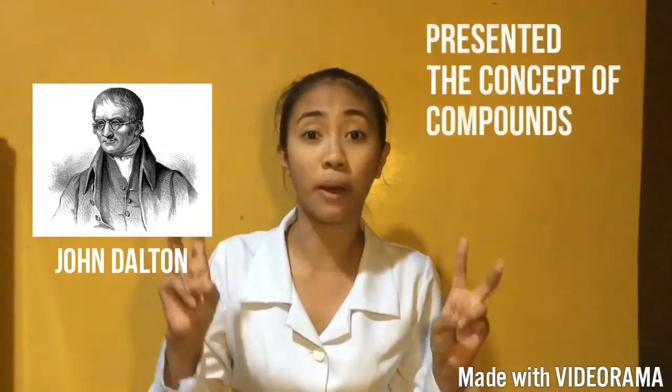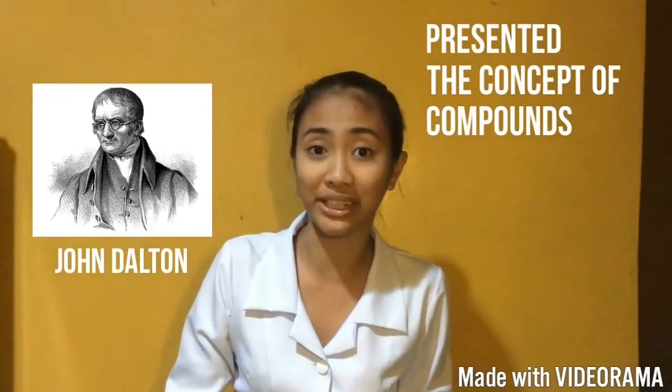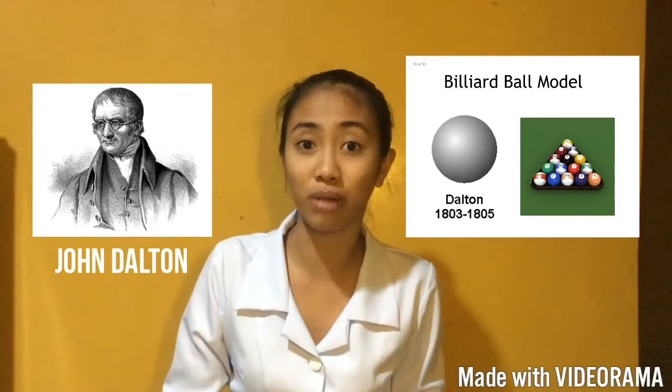The third one came from the early 1800s from a man named John Dalton. He explained that all elements are made up of atoms. Another important idea that he explained is that atoms of the same elements are exactly alike, and as for atoms of different elements, well, they are also different. He also presented a new concept related to atomic models, and that is the so-called compounds, which means the joining of atoms. His atomic model is known as the billiard ball model.